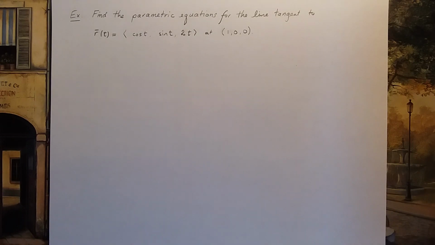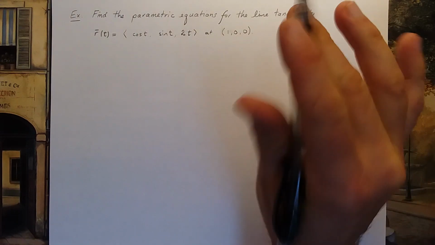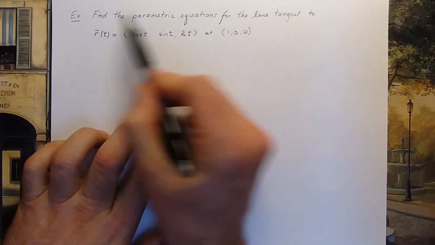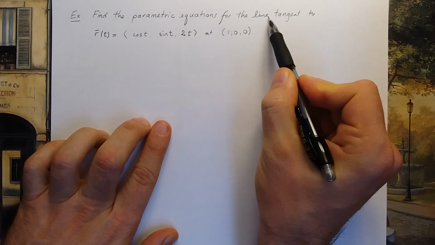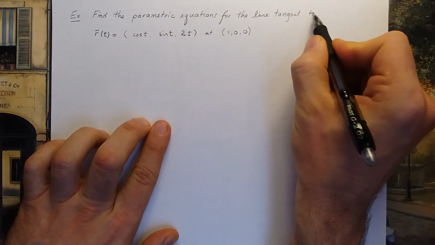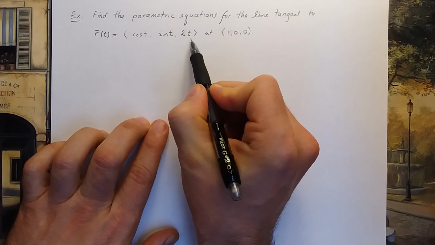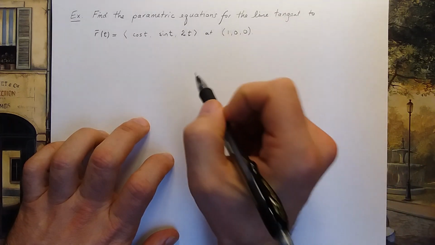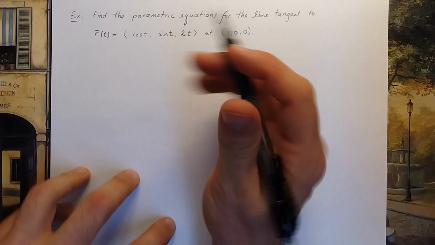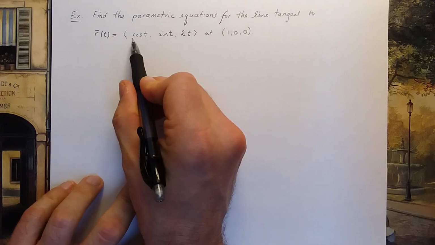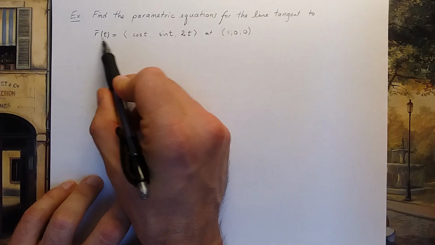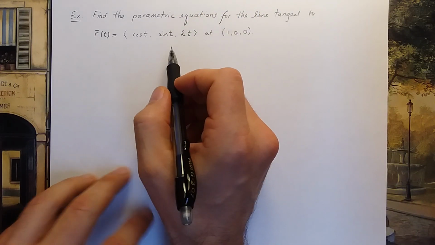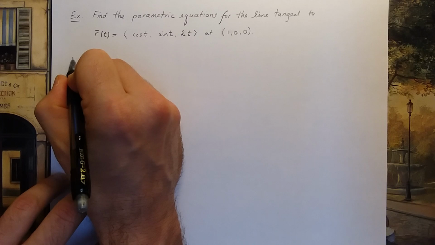So let's begin this video with another example of taking derivatives of vector-valued functions. Let's find the parametric equations for the line tangent to the curve described by this vector-valued function at the point (1, 0, 0) in R3. Now, as we've seen in an earlier video, this type of parametric equations describes the shape of a helix in R3. So here's my answer.